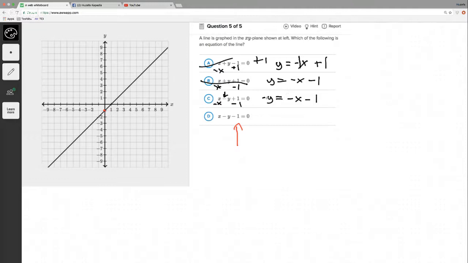But then we have to completely isolate the y by dividing by -1. Divide everything by -1. So then this becomes y equals +x plus 1. Well, now we finally got our positive slope, but this is a y-intercept of +1, so that doesn't work either, right? Almost closer. So it's obviously going to be D, since we've crossed off A, B, and C.